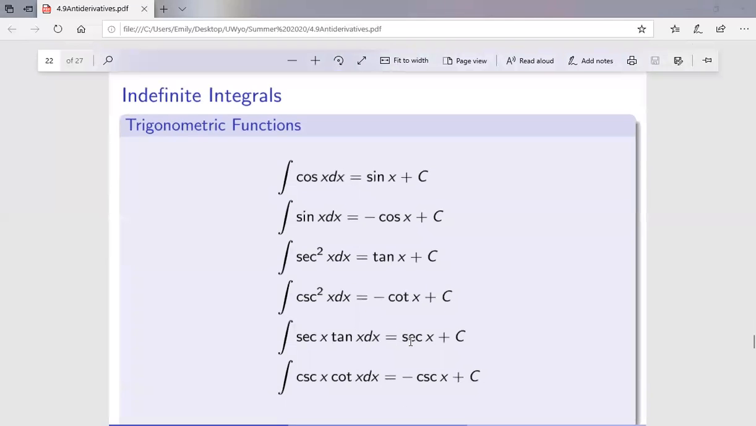So let's continue. Here are some common trig functions. The integral of cosine is sine plus c. The integral of sine is negative cosine plus c. The integral of secant squared is tangent plus c. The integral of cosecant squared is negative cotangent plus c. The integral of secant times tangent is secant plus c. And the integral of cosecant cotangent is negative cosecant plus c.